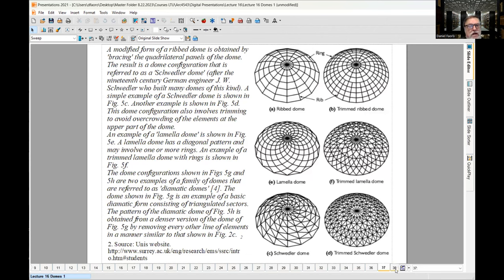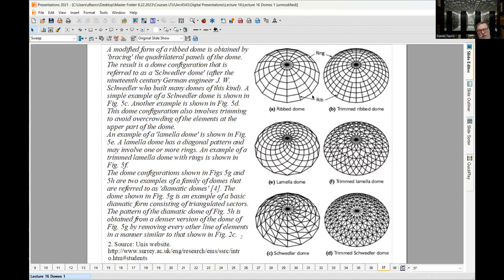That's the upper left-hand side dome. On the right-hand side, we see what's called a trimmed rib dome. Now, what's the difference between this and this? Well, if you notice, there's large panels here and there's smaller panels here, right? And the loads are smaller up here, but larger here, at least for the meridian elements.